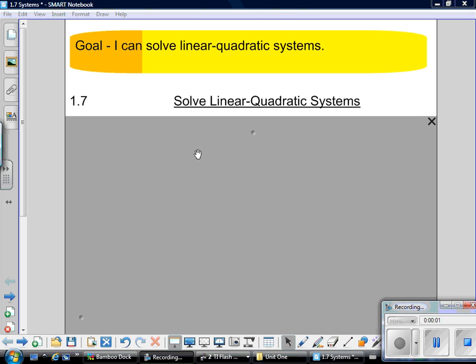This is our last lesson in this section, section 1.7. And then you're starting review before your first test. So the goal here is I can solve linear quadratic systems.